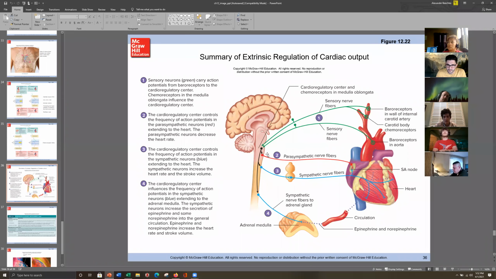And then again, if we need to, if we want to have an in tandem effect here with something like adrenaline, then we can have sympathetic fibers activate the adrenal glands, which can release things like adrenaline and noradrenaline to complement sympathetic stimulation of the heart as well.